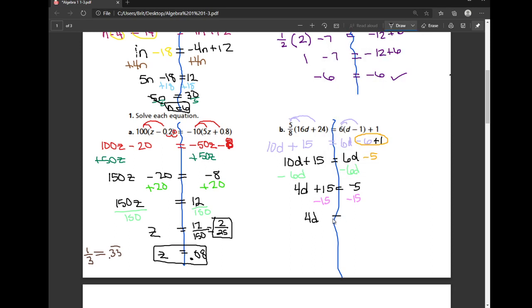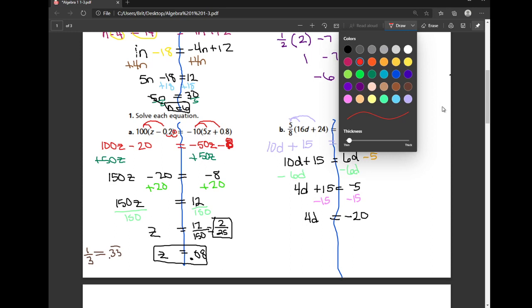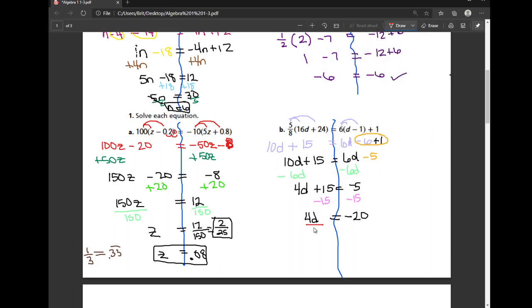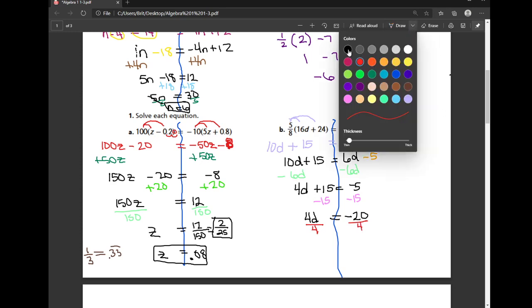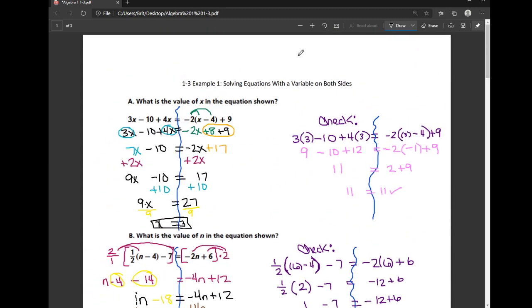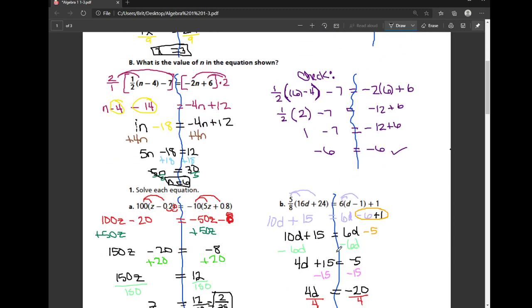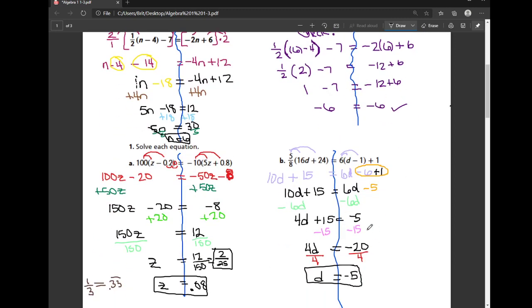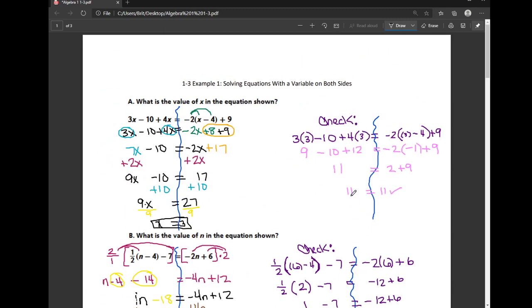So I have 4d equals -5 minus 15 is -20. And then we remember that this is actually multiplication, so to undo the multiplication, I divide by 4. So then that gets me d equals -5. And there we have it. That's just a few examples on how to solve when a variable's on both sides. Don't forget, it's always helpful to check your answers when you have the space for it. And until next time.